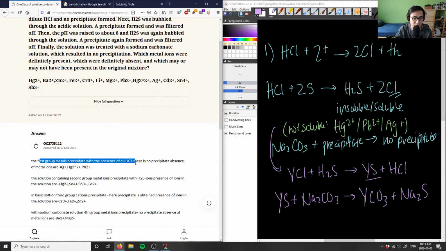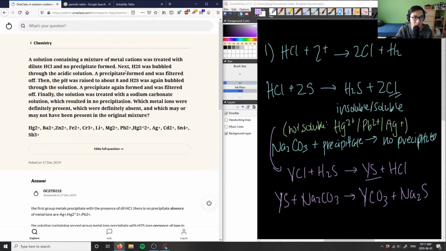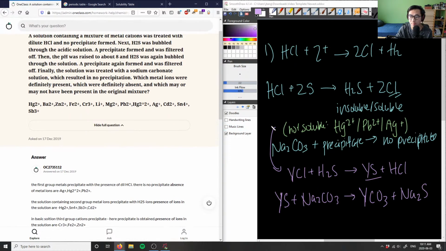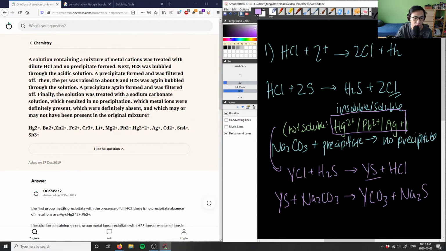And it says the first group of metals precipitate in dilute HCl. Oh, these are three solutions. Okay, that makes sense then. So these are three separate solutions. So the first solution we stated here, these guys are our compounds here. So it's just mercury, lead, and silver, which we got here. Sorry, this is silver, mercury, and lead, my bad. And it says there's no precipitate, absence of metal ions, which is good because we know that these guys here are insoluble in this compound.